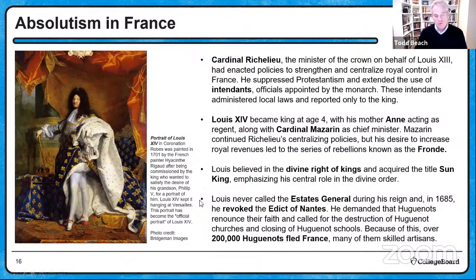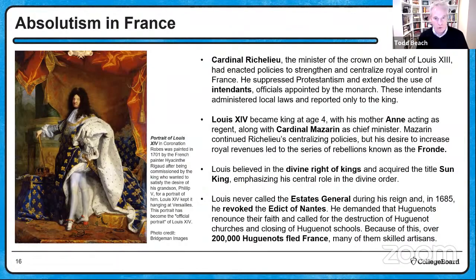And then there is a group in France called the Estates General. When we talk about the French Revolution later, we will mention the Estates General. He will never call the Estates General during his reign, because to do that would demonstrate that they have some authority and some power. And if you're absolute, you never give away your power.